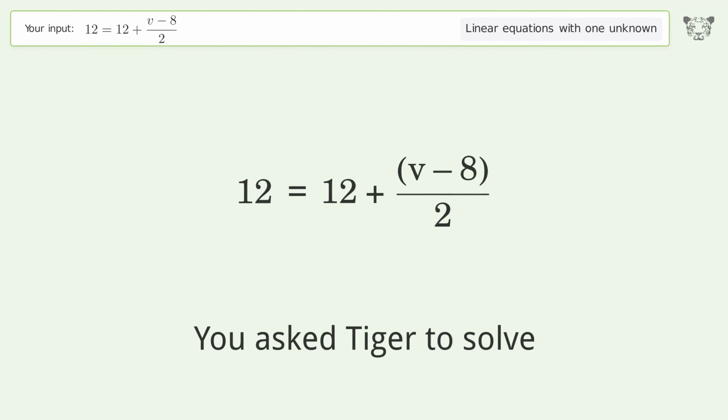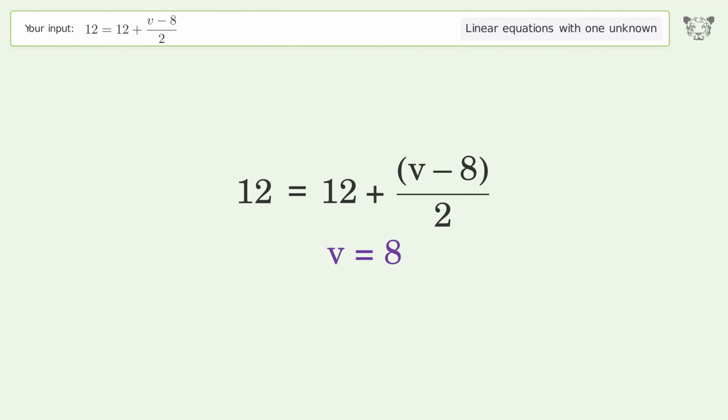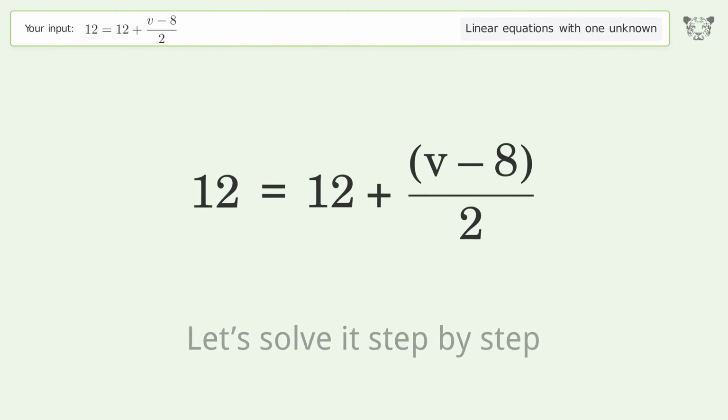You ask Tiger to solve. This deals with linear equations with one unknown. The final result is v=8. Let's solve it step by step.